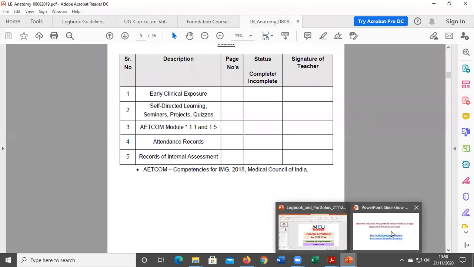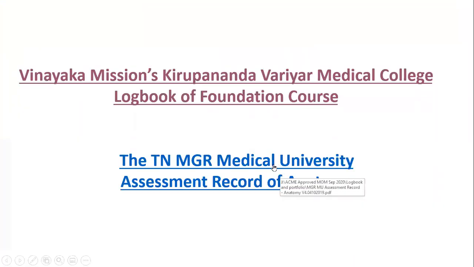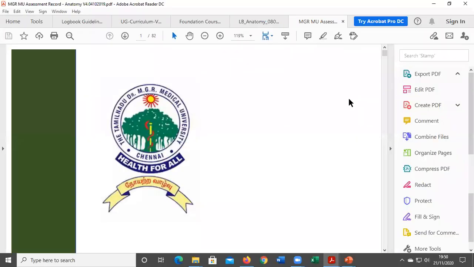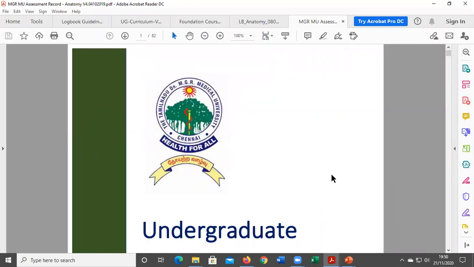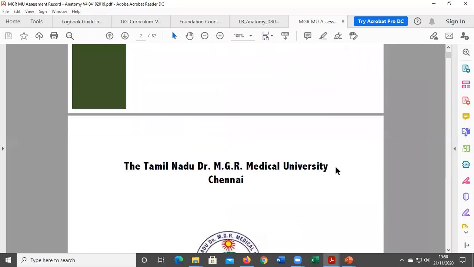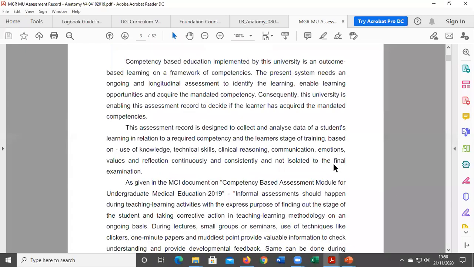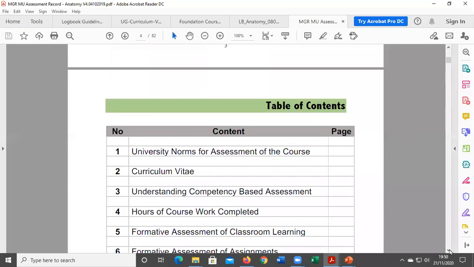Now let's go to the sample given by the MGR Medical University, and it has been called the assessment record of anatomy. And if you just look at it, it's a huge document, a very comprehensive document. And if it is implemented, it's wonderful. So this is how it looks. It's an 82-page document. I'll just go through the table of contents just for awareness.